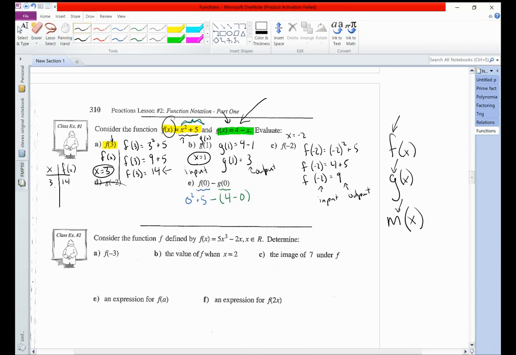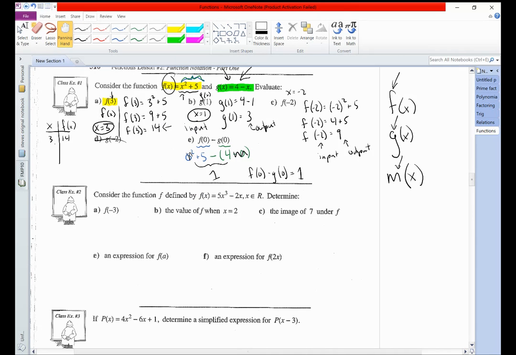And we solve that. So 4 minus 0 is just 4, that goes away. 0 squared goes away. So basically we're left with 5 minus 4, and that gives us 1. So f of 0 minus g of 0 equals 1. Not too shabby.